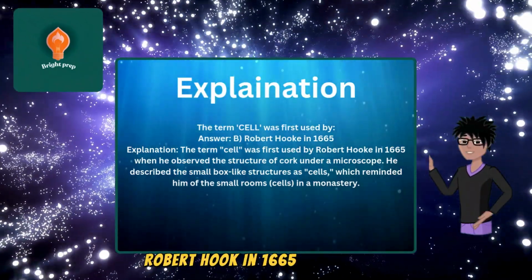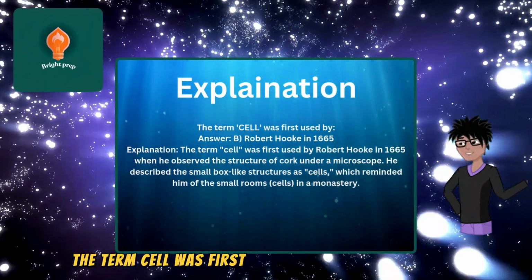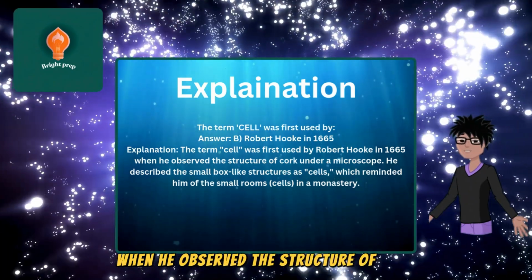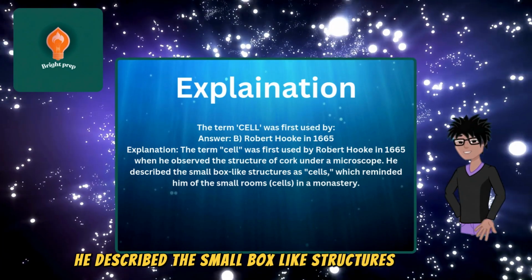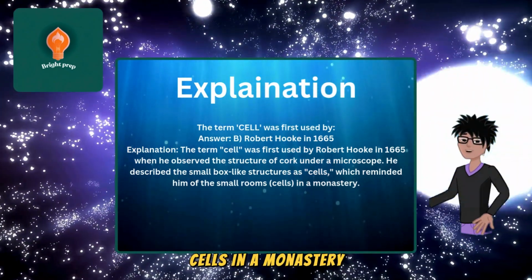The term cell was first used by Answer B. Robert Hooke in 1665. Explanation. The term cell was first used by Robert Hooke in 1665 when he observed the structure of cork under a microscope. He described the small box-like structures as cells, which reminded him of the small rooms, cells, in a monastery.